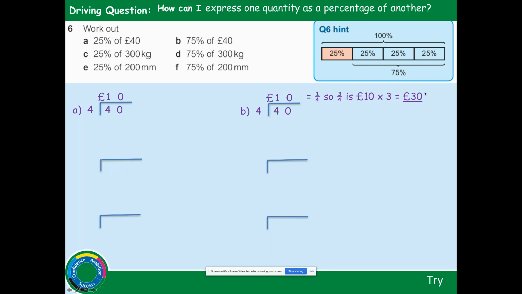Okay, press pause on the video, copy that one down, and then do the C, D, E, and F on your own. Press play when you're ready to check your answers.